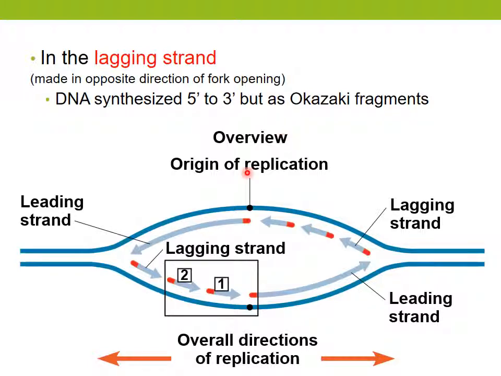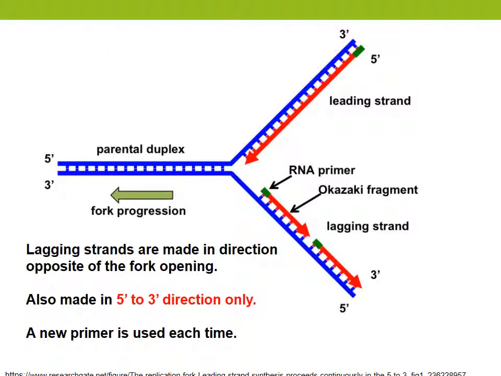And so we're still synthesizing the DNA 5' to 3'. We're using primers, but here you actually have to use a lot of primers. Here's a primer in orange, and then you build a little piece. And then as the fork opens behind you, you build another primer and another piece of DNA, and then a primer and a piece of DNA, a primer, a piece of DNA. Because as the fork is opening behind you, you replicate by backing up and then replicating, backing up and then replicating. So it's different.